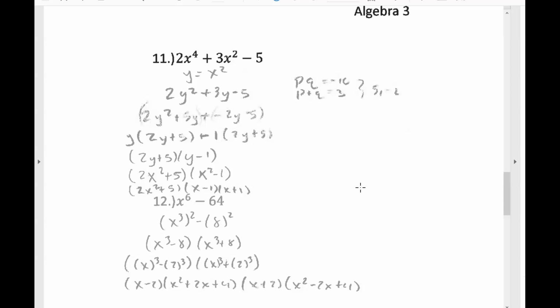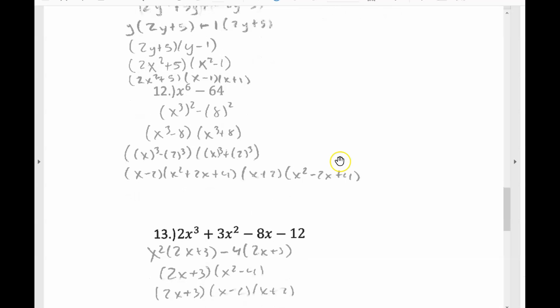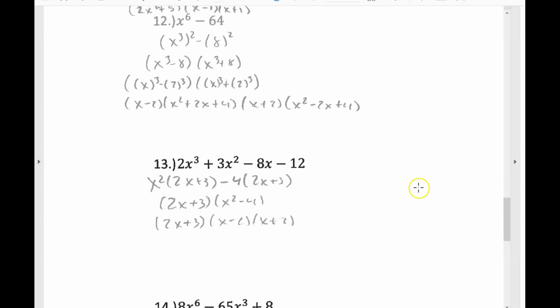For number 12, you should have gotten x minus 2 times x squared plus 2x plus 4 times x plus 2 times x squared minus 2x plus 4. For 13, you should have gotten 2x plus 3 times x minus 2 times x plus 2.